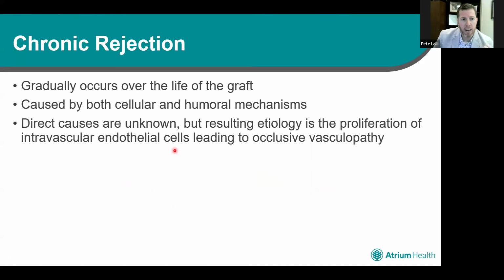Chronic rejection, on the other hand, occurs gradually over the life of the graft. It happens in almost everybody to some degree. It can be caused by both cellular and humoral mechanisms. And this is the one that we know the least about. There's a bunch of different things that can happen over time as this goes on, but the idea is that it's just kind of a slow burn reaction that's going on.